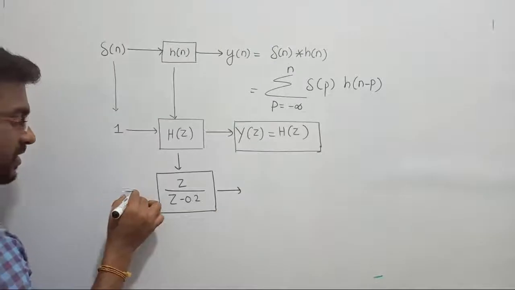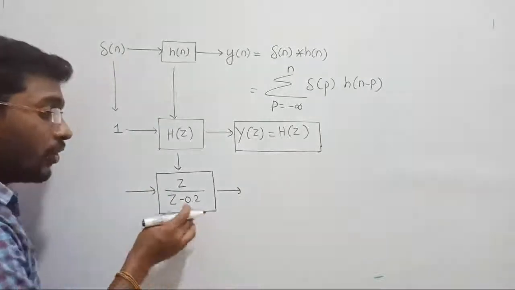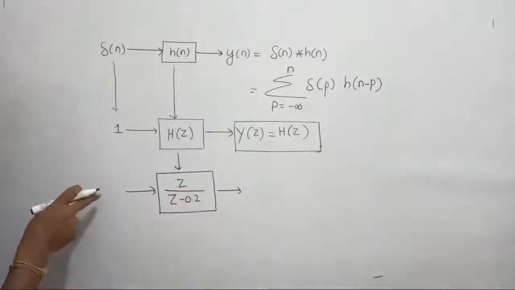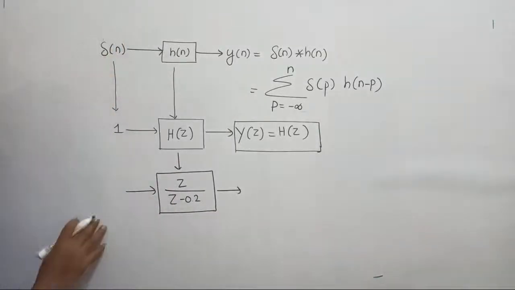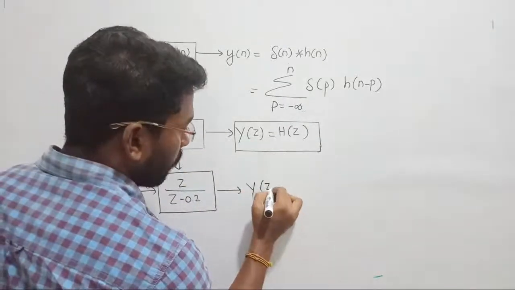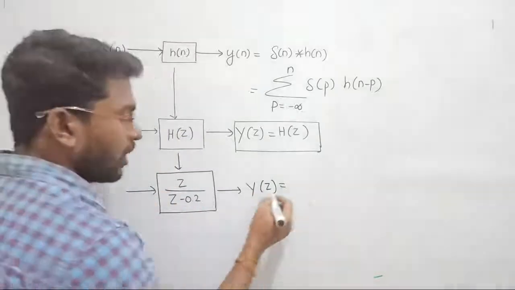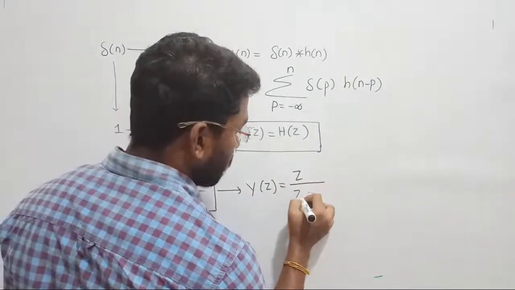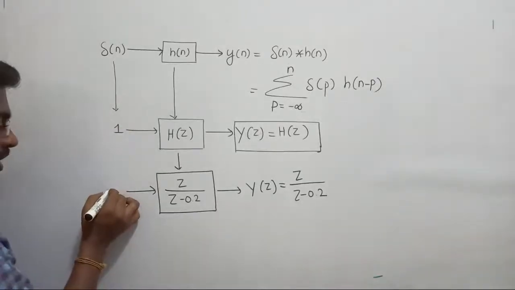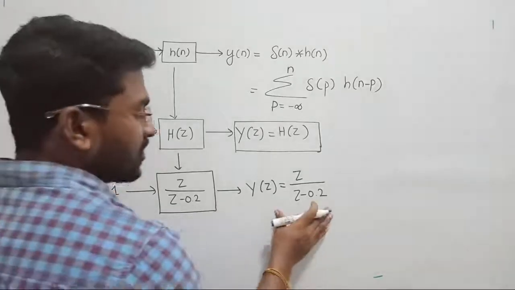Sir, this is h of z. They said that is h of z. Now it's impulse response in the sense, in the input side time domain they are considering del of n. Whenever I am considering impulse response, at this case the system output y of z will be equal to z upon z minus 0.2, whereas its input is going to be 1 only. That is what they said.